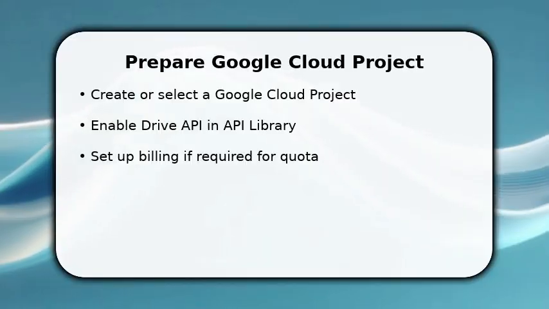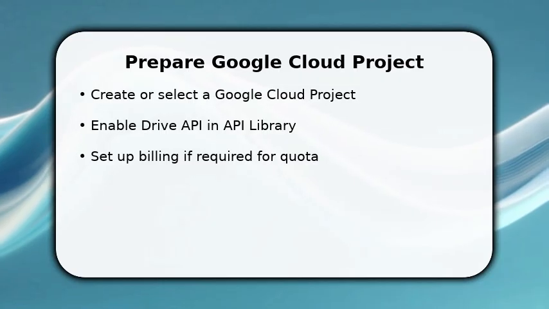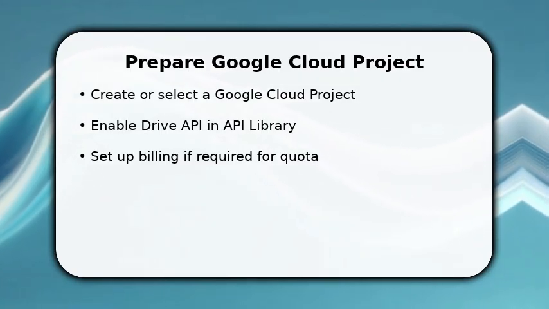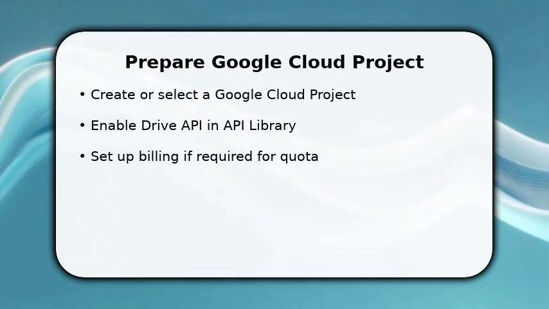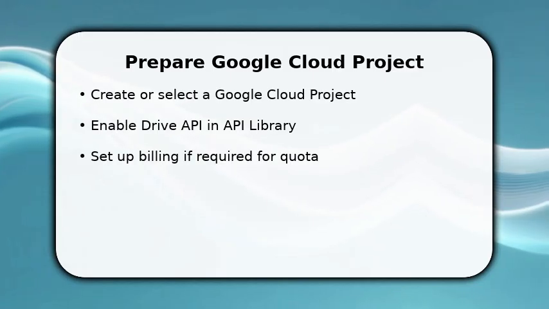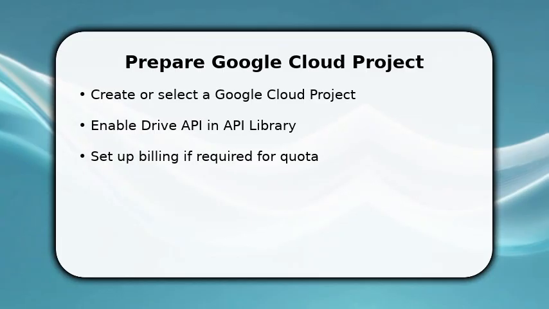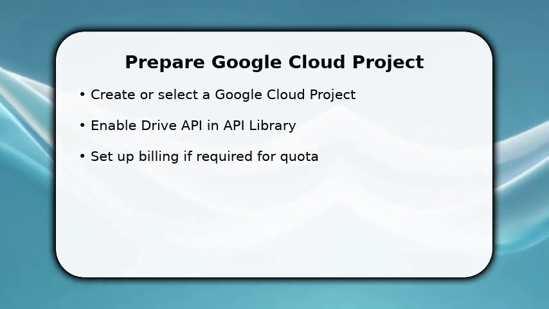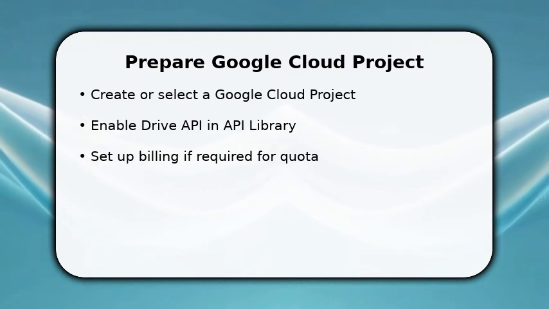You start by creating or selecting a Google Cloud project. This gives you an isolated place for credentials and quotas. Once chosen, enable the Google Drive API from the API library so your project can make Drive requests. Make sure billing is configured if your usage will exceed free quotas, and assign an owner or editor role to your account so you can create credentials and OAuth consents without permission errors.